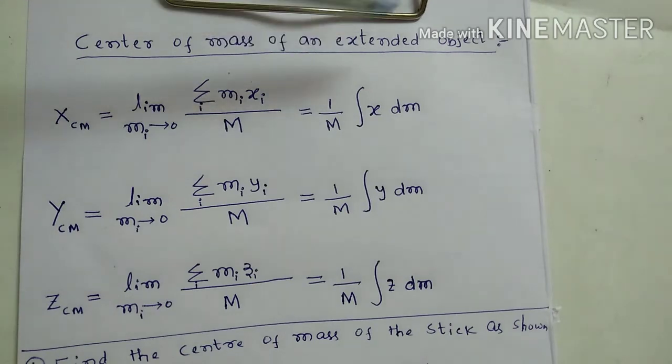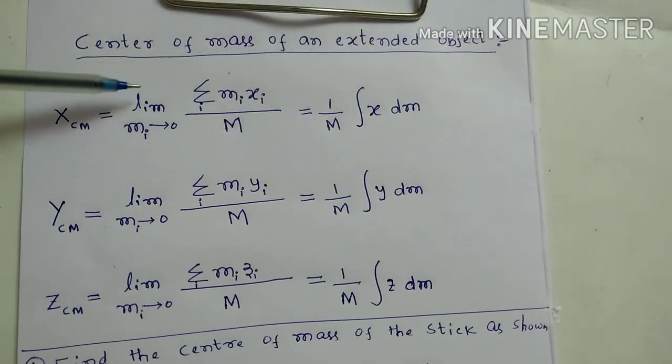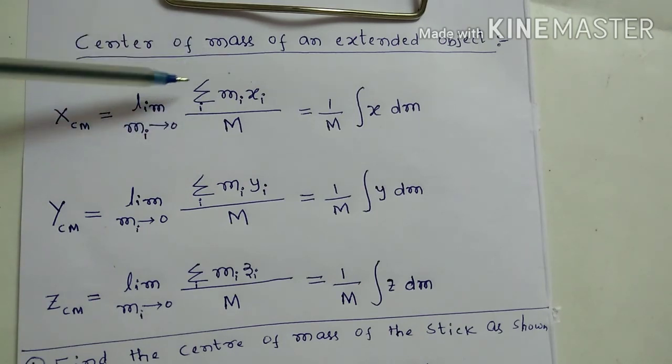This center of mass of an extended object, the x coordinate I am writing like this. This summation you already understood, no? Summation over i equal to 1 to n. Suppose n particles are there.